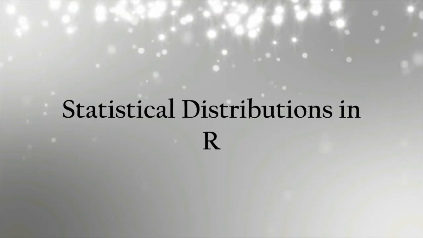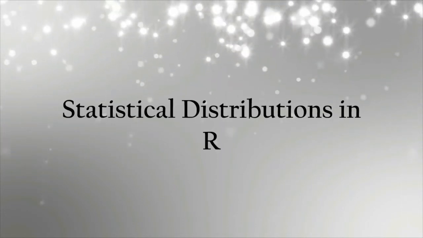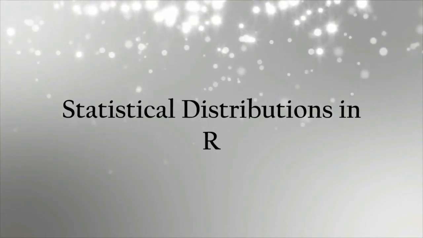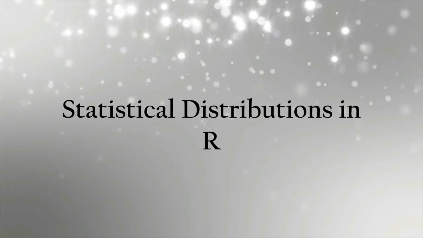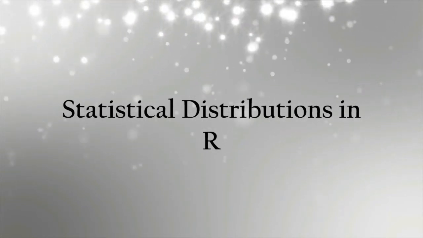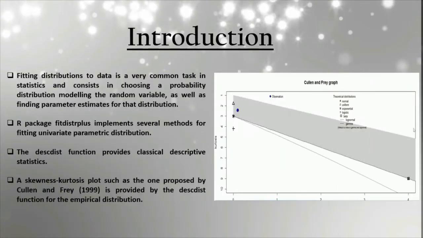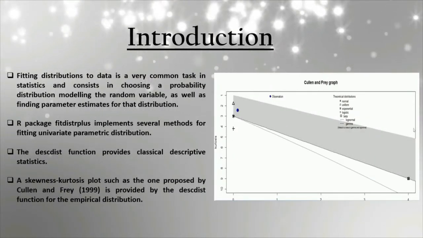Today we will discuss statistical distribution in R. Basically, distribution means the probability of each value, and we represent it in the form of a graph. So this is all about distribution. Now let's get into what exactly we are going to do.